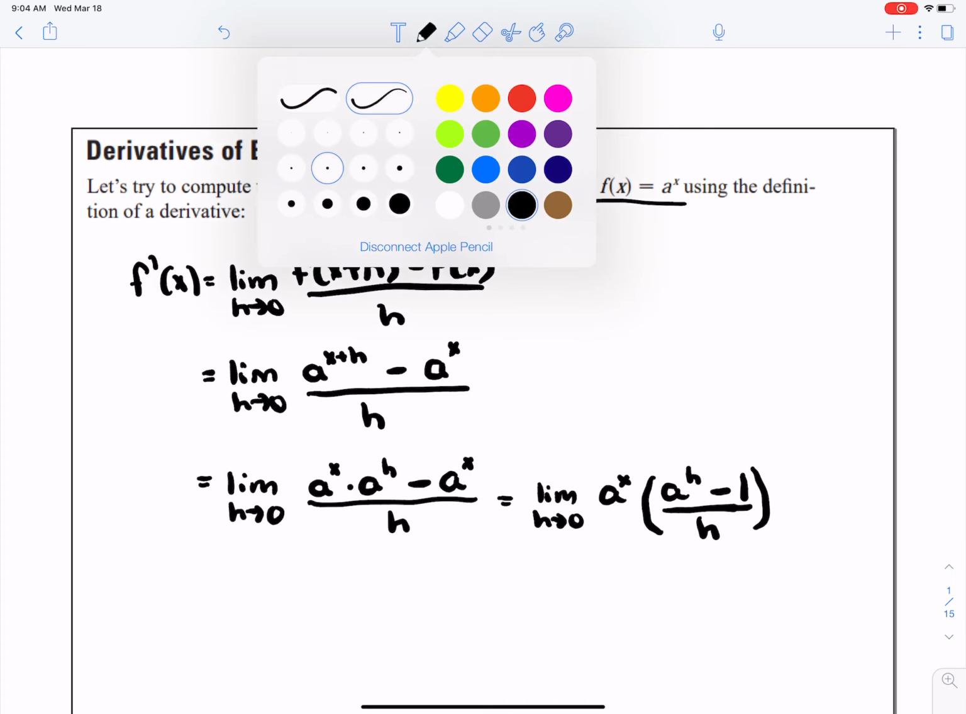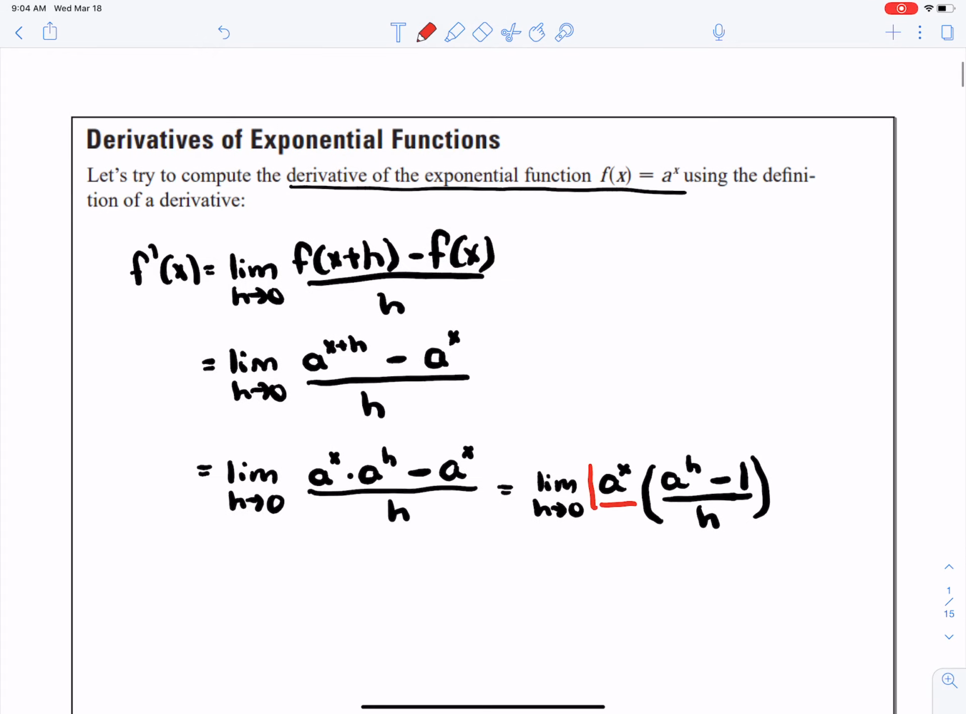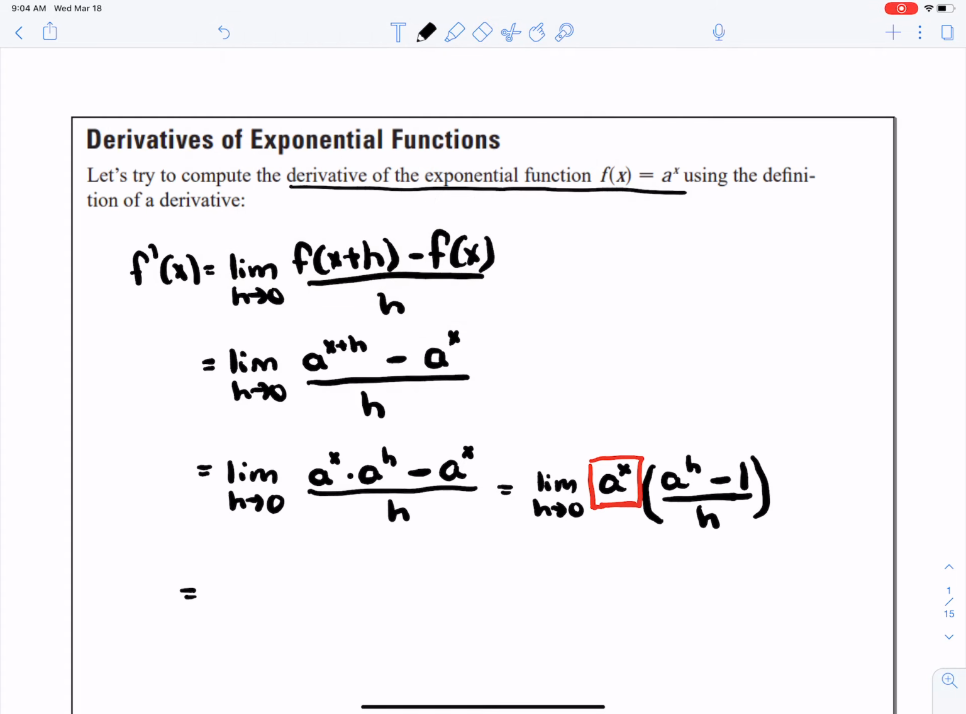Now I want you to pay attention. When we look at this term right here, this term has no h's in it. So this term is sort of like a constant when we're taking the limit as h tends to 0. So I can pull that out of the limit because it is a constant. So a to the x times the limit as h tends to 0 of a to the h minus 1 over h.